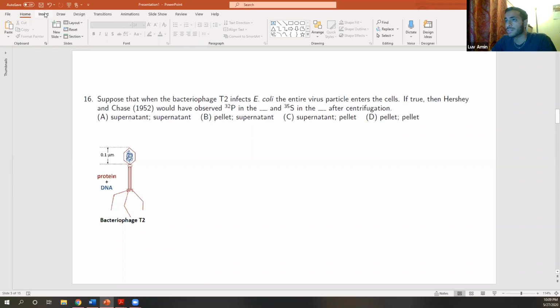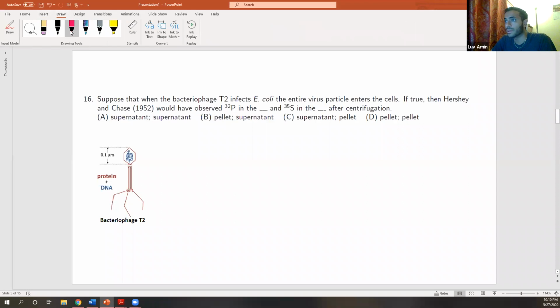All right, so number 16 is saying, suppose that when bacteriophage T2 infects E. coli, the entire virus particle enters the cell. All right, so this is a very key ingredient to the question. If true, which is another key ingredient, then the Hershey-Chase experiment would have observed phosphorus in blank and sulfur in blank after centrifugation. So you have to understand that, first of all, this is a hypothetical situation. We're talking about the entire virus particle entering the cell. We know in real life through the experiment that only DNA entered the cell, right?